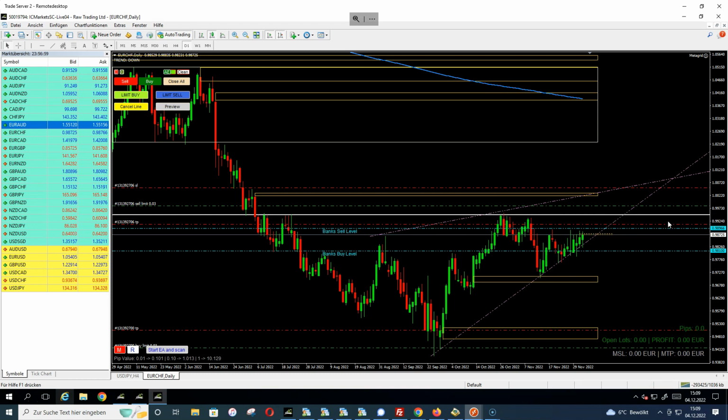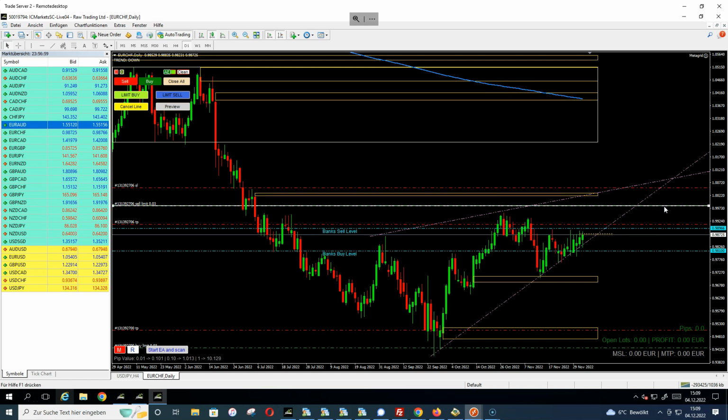And if you want to know the exact entry of this sell limit order, let's see if I can show it to you this way. I hope that it's shown. Yeah, it's on 0.99810 on the Euro Swissy. If you want to join maybe this trade.